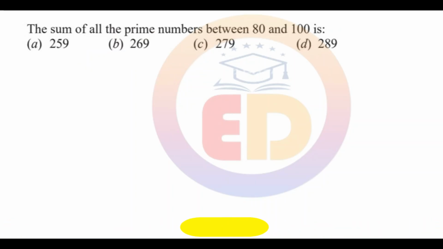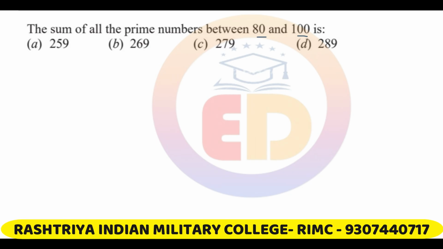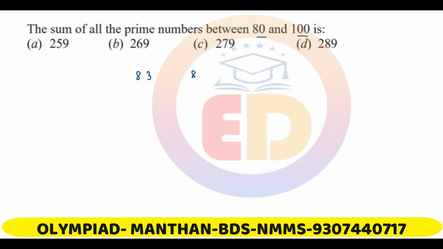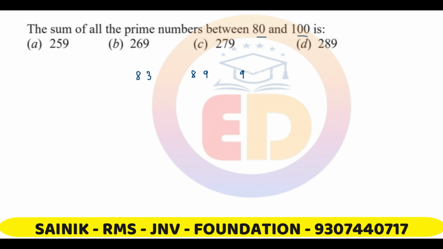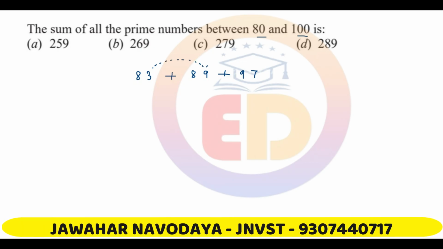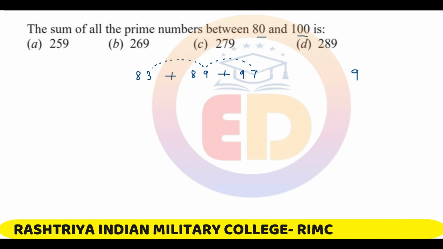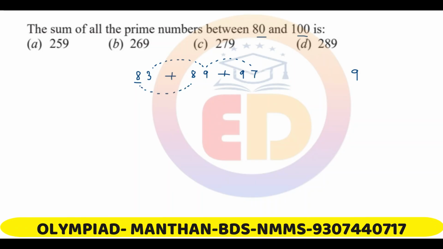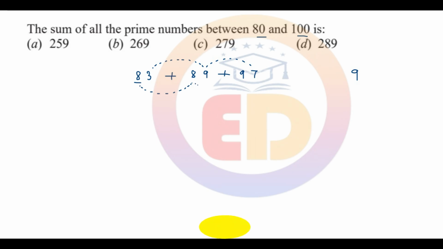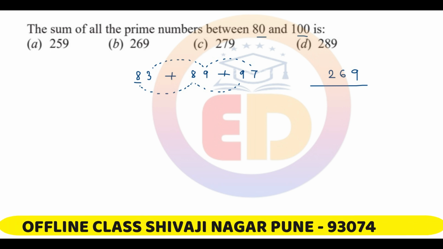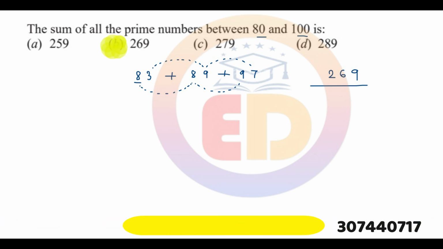The sum of all the prime numbers between 80 and 100. The prime numbers between 80 and 100 are 83, 89, 97. Adding all of them, 3 plus 9 is 12. 12 plus 7 is 19. 9 carry 1. 1 plus 8 is 9. 9 plus 8 is 17. 17 plus 9 is 26. Answer is option number B, 269.